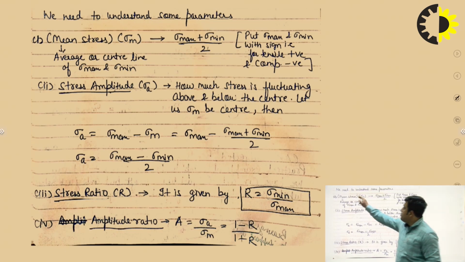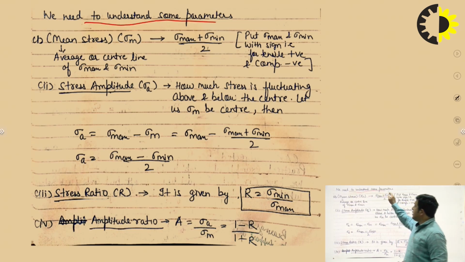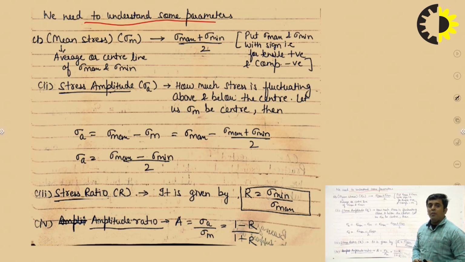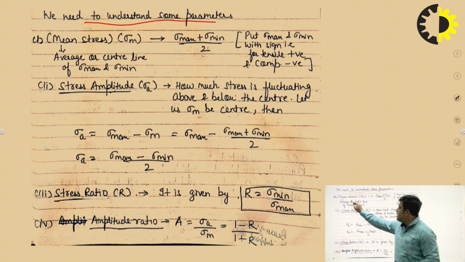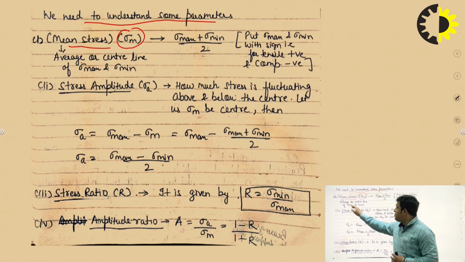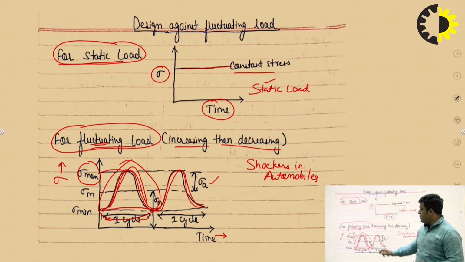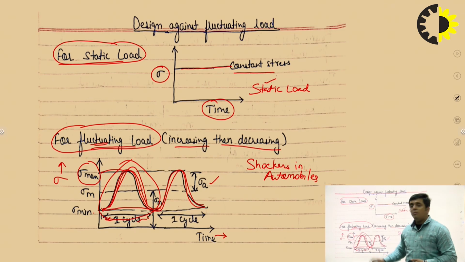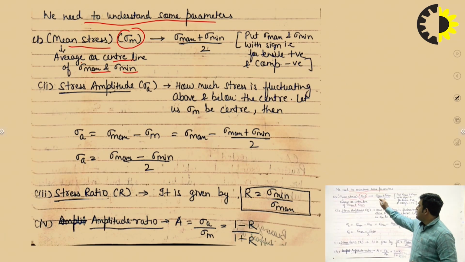Before going through fluctuating load, we need to understand some parameters. The first parameter is mean stress, that is sigma m. This mean stress is also known as average stress or the center line of sigma max and sigma min. In this slide you can see a sigma max point and a sigma min point. The average of these two stresses is known as mean stress. Here you can see sigma m equals sigma max plus sigma min divided by 2.